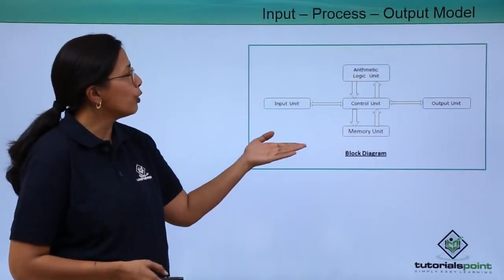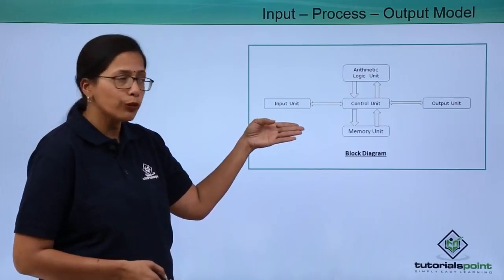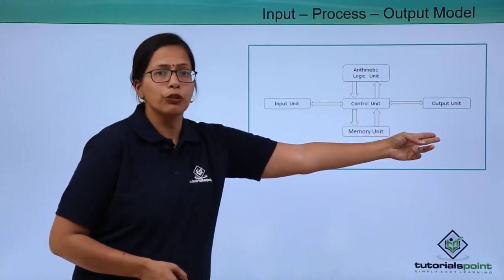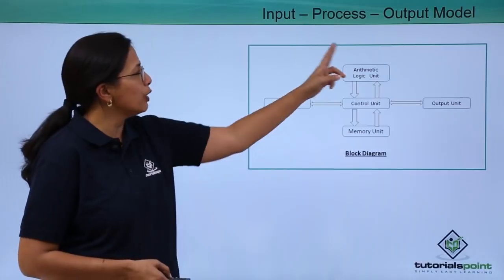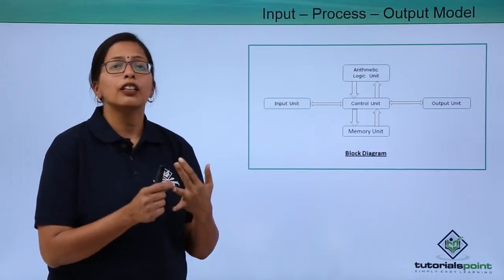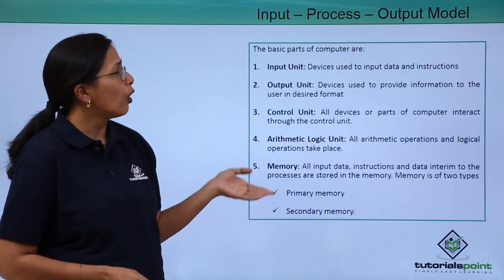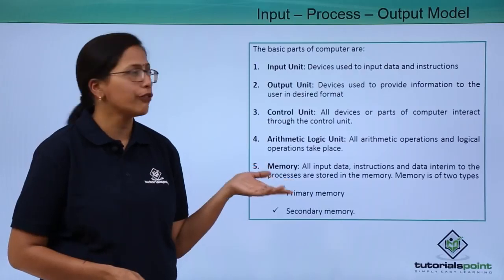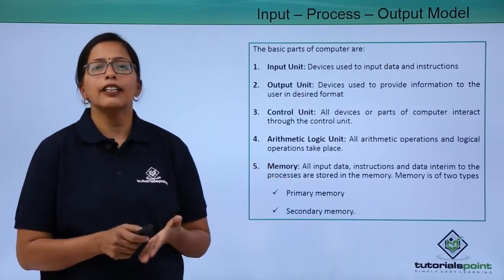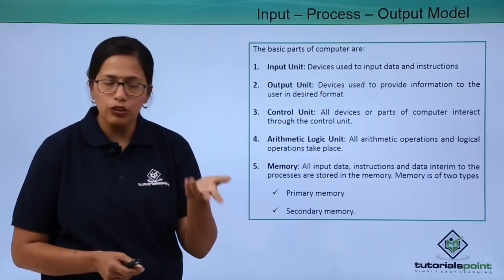This is the actual model of the computer, the block diagram. We have an input unit here and we have an output unit here. However, the processing unit has three separate units: the arithmetic logic unit, the control unit, and the memory unit. Let's see how all these basic parts of the computer are functioning. The input unit consists of the devices that are used to give data or instructions to the computer.